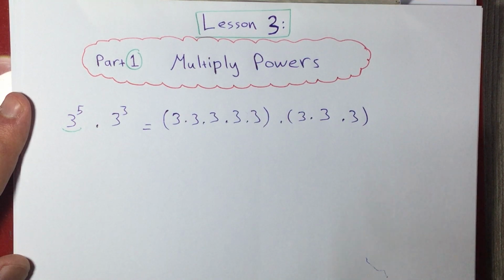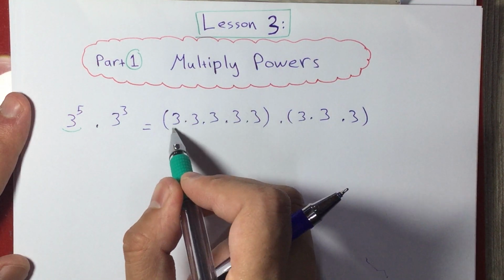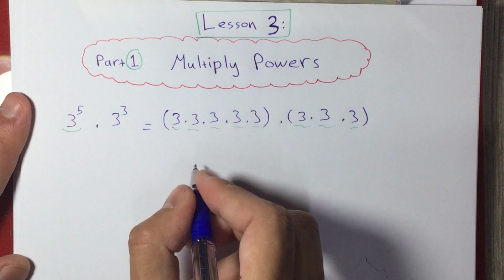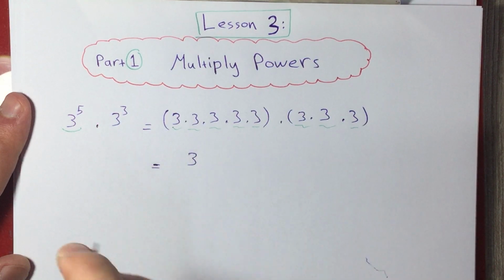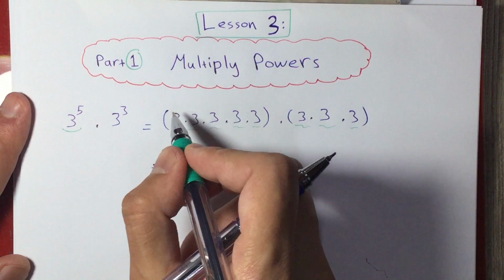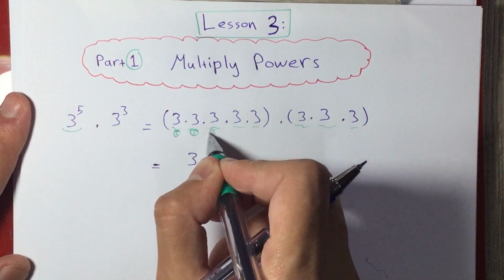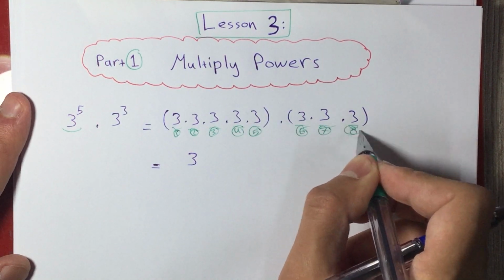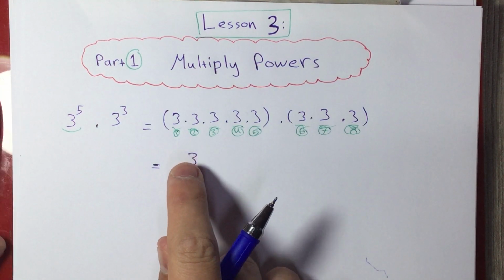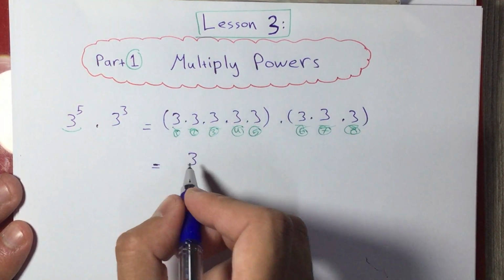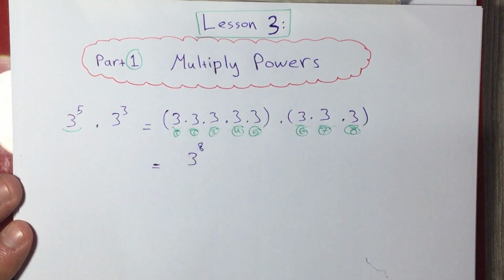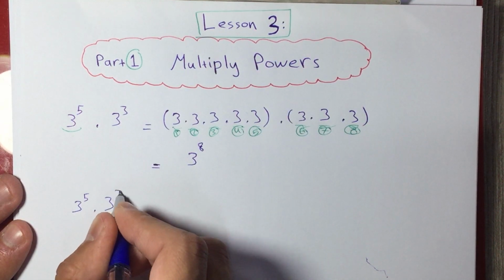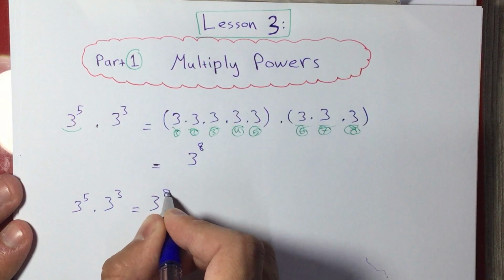Okay, from lesson 2 actually, how can we rewrite these factors into exponents? We can simply write the same base, which is here 3, and how many times this factor is repeated? 1, 2, 3, 4, 5, 6, 7, 8. So the factor 3 has repeated 8 times. So we write 3, the base, to the power of 8. Okay, let's see what happened now. 3 to the 5th times 3 to the 3rd equals 3 to the 8th.